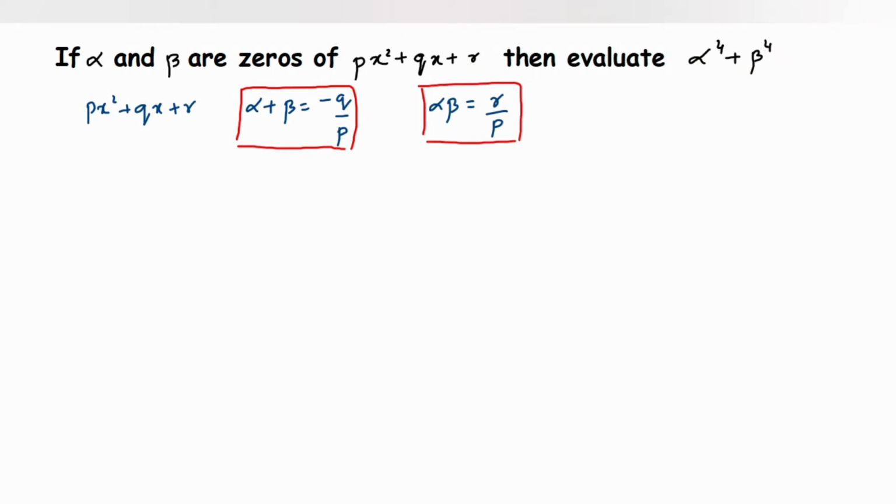Before we solve this, let us understand a formula. If px square plus qx plus r is a polynomial and alpha and beta are zeros of the polynomial, then we can write alpha plus beta is equal to minus q upon p, and alpha into beta is equal to r upon p. So we're going to use these two to get the value of alpha to the power 4 plus beta to the power 4. So let's start doing this.